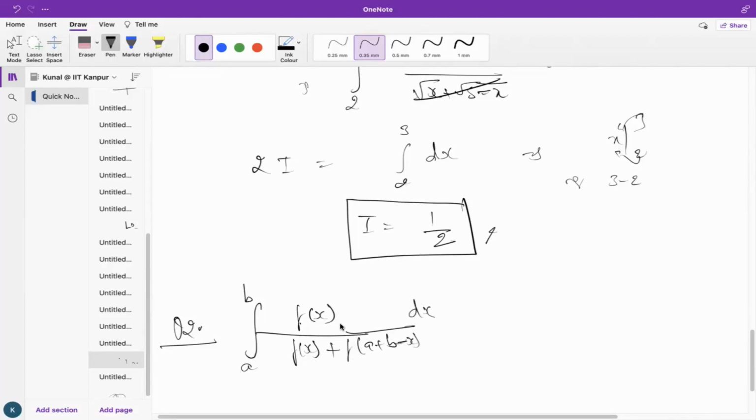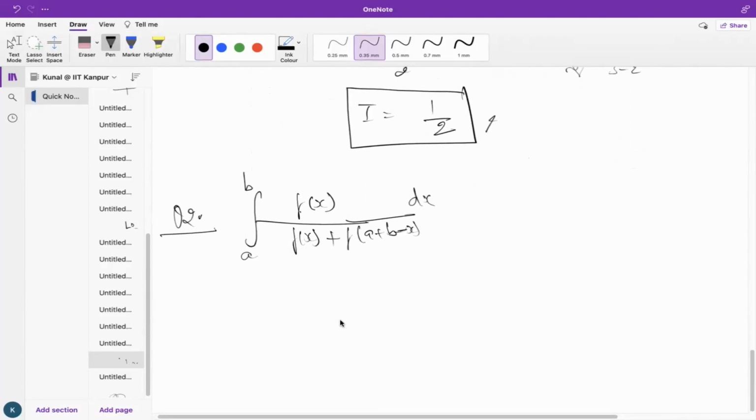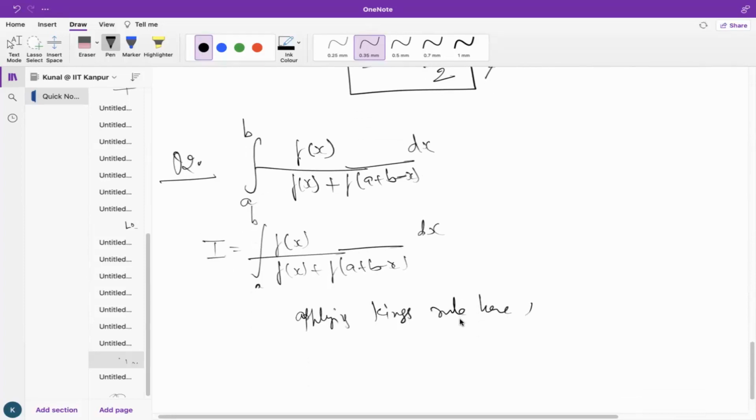I hope you'll all first try that question, then I will answer. So if you want to solve this question, pause the video and solve it. So what I have to do, this is our given integrand, which is I is equal to f of x by f of x plus f of a plus b minus x. I have to just apply the King's rule here. When I apply King's rule here, I have to just replace x by upper limit plus lower limit minus x.